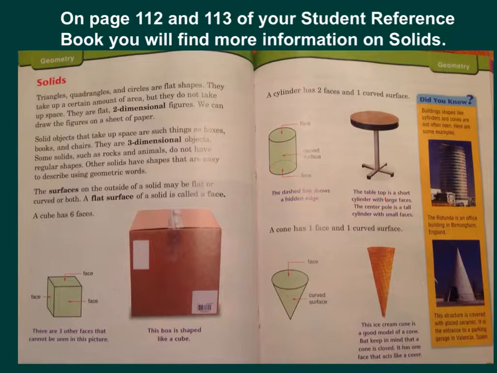A tabletop is a short cylinder with large faces. The center pole is a tall cylinder with small faces. A cone has one face and one curved surface. Here's your face and here's your curved surface. This ice cream cone is a good model of a cone.